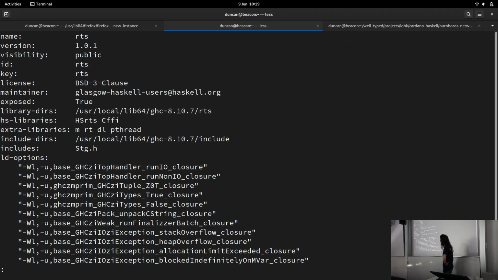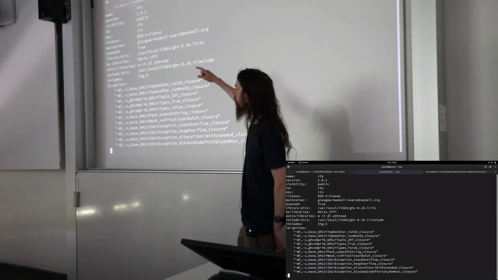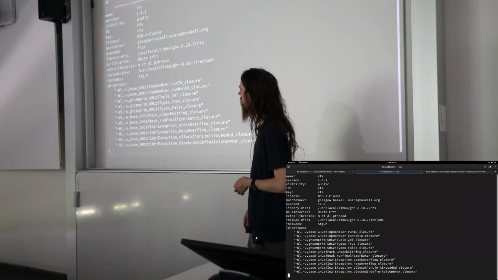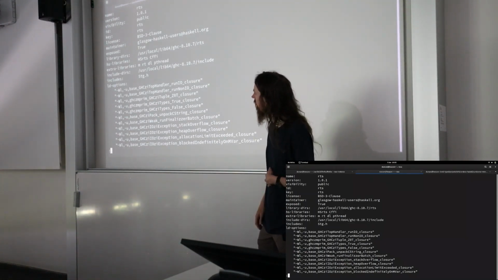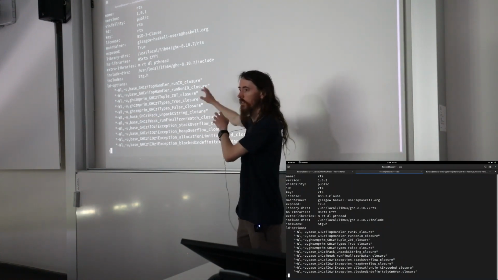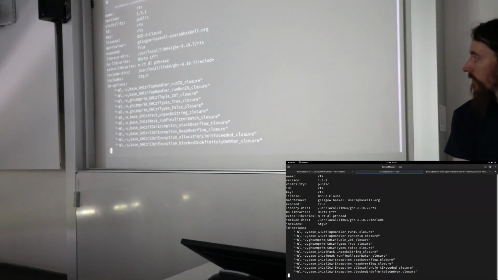That's an important concept. So it's got a bunch of stuff in here that is not strictly needed for GHC to compile things, like the license, the maintainer, the description, but then other things which are absolutely crucial, like the fact that it contains these 2 Haskell libraries, HSrts and Cffi, and then a bunch of extra libraries which are not Haskell libraries or not GHC compiled libraries, system libraries, pthread, etc. Include directories, specific include files, and then a whole bunch of linker flags for special magic that the RTS needs.